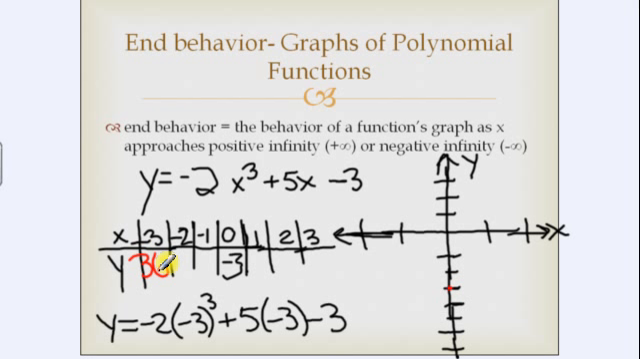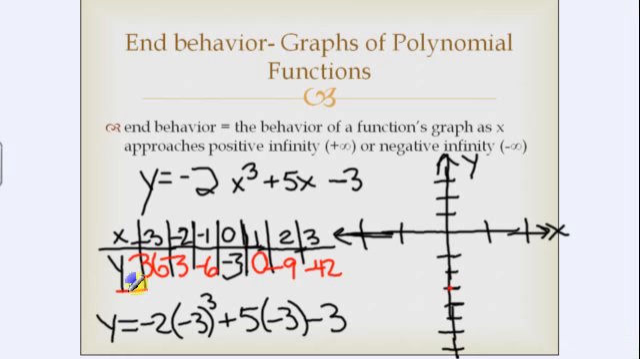For negative 2, I got 3. For negative 1, negative 6. For 0, we already had negative 3. For 1, you should get 0. For 2, negative 9. And for 3, negative 42. Now, if I look at my numbers, you can see I don't really see a pattern. It's skipping from positive values to negative values, back up to 0, then down to negative values. But again, it's going to give me a good shape of the graph.